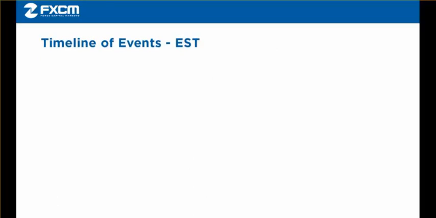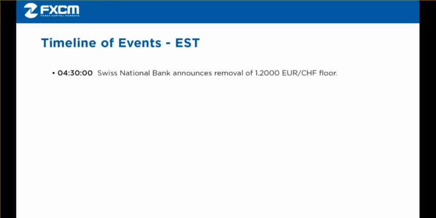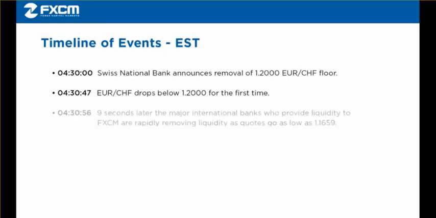Now, let's take a look at the timeline of events. Remember, we had an extreme fall in prices and liquidity within seconds. What we have done here is break down the events as they occurred after the SNB announcement. As you can see from the above timeline, Euro Swiss moved nearly 400 pips in the span of the first 9 seconds, from 120 to 116.59.